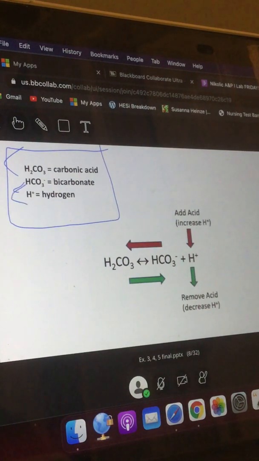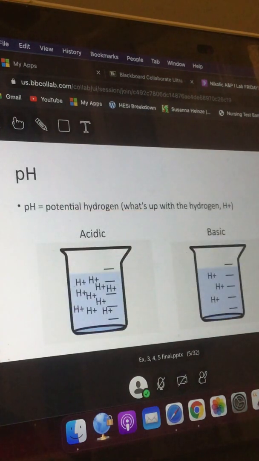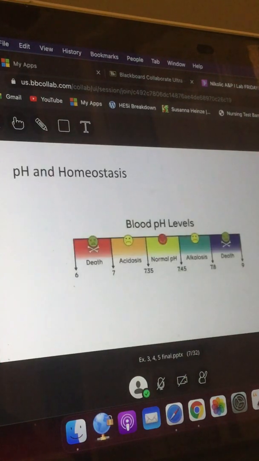And then hydrogen, of course, is hydrogen. And that's what we're looking at when we're talking about the idea of being acidic or basic, right? We're looking at the amount of hydrogen in solution. And that's the definition, right?